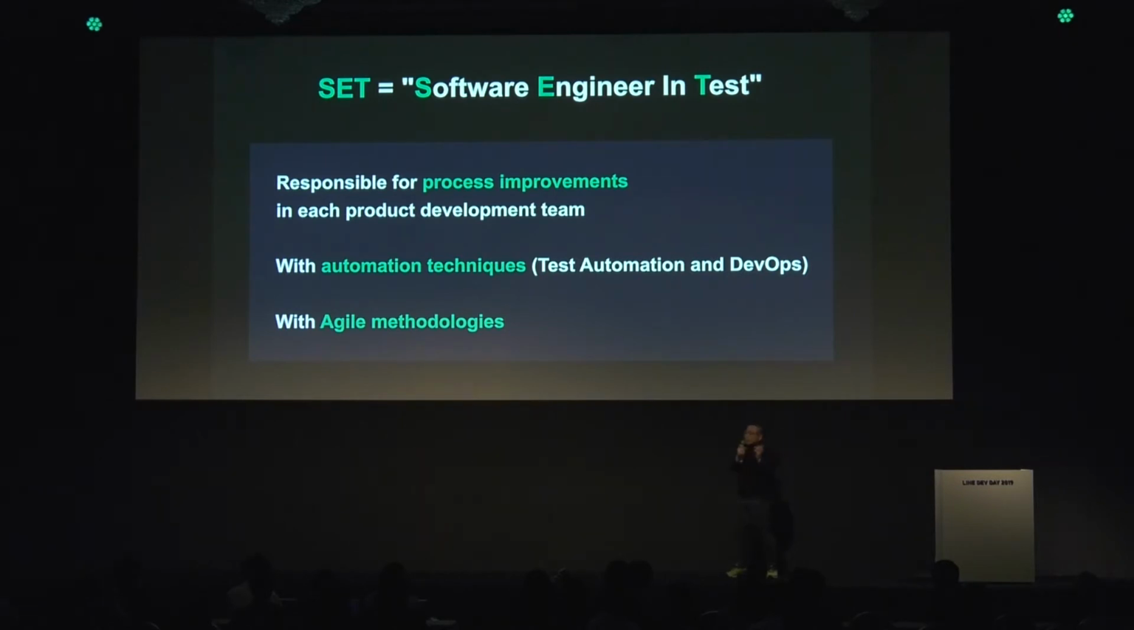SET is short for Software Engineering in Test. So from two perspectives, we are responsible for process improvement in each product development team. And from two angles: first is test automation and DevOps, so these are automation technologies. And XP will also be included here. And Scrum, Kanban, Lean, so these are agile methodologies. By combining these two, we have the responsibility for improving processes.